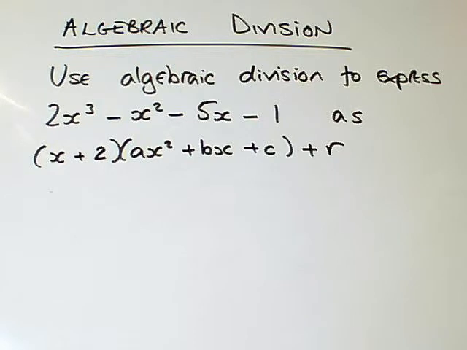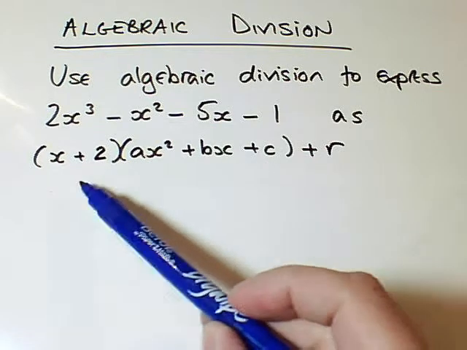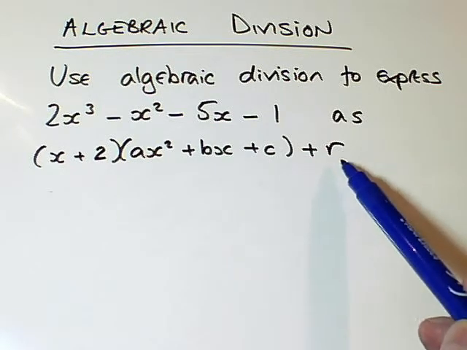Okay, here's the last thing we need to talk about. It's called algebraic division, but don't let that put you off. In fact, we've done pretty much the same thing before. Okay, we've got a cubic. We're going to express it as a product of two factors with a remainder.